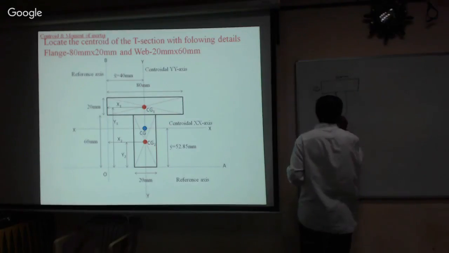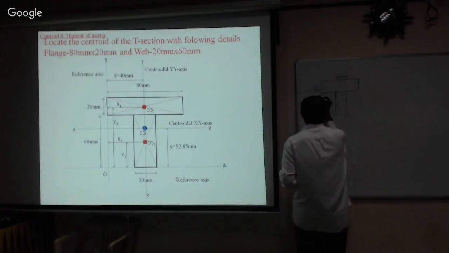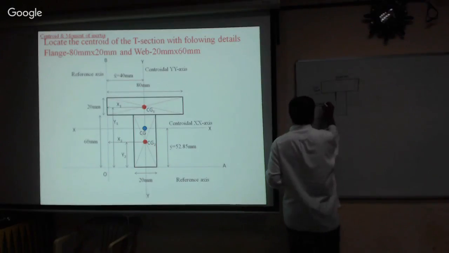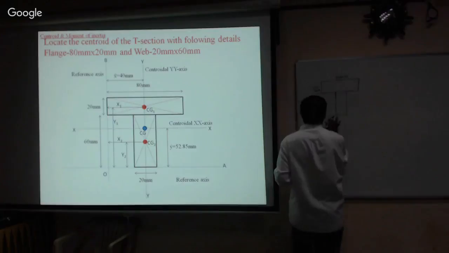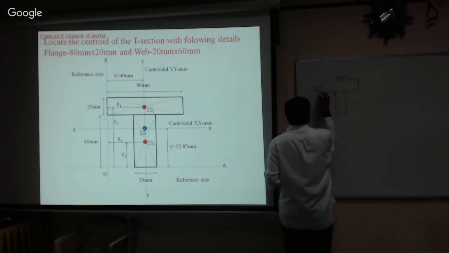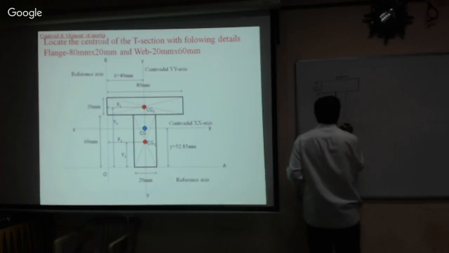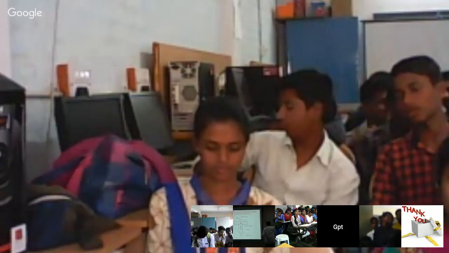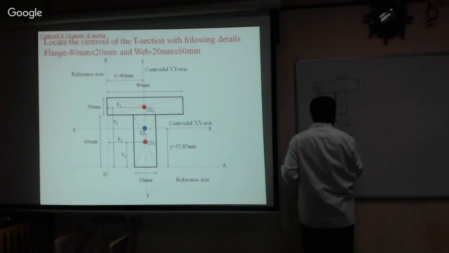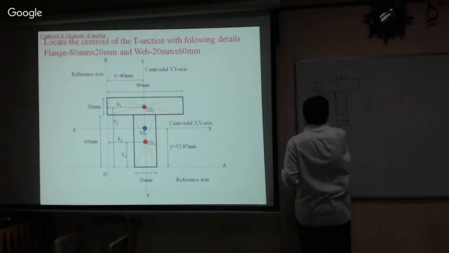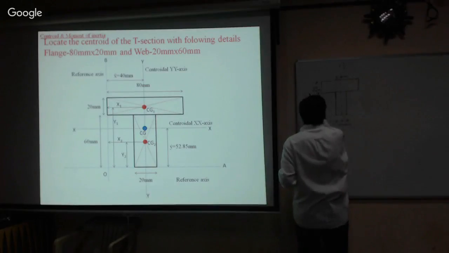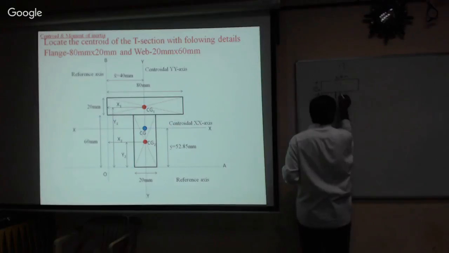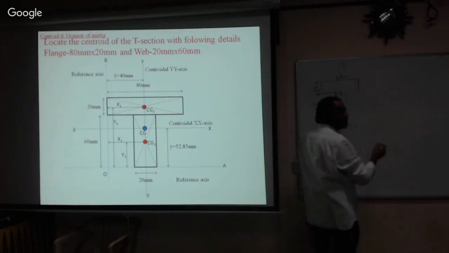Now we need to calculate the centroid for this figure. This is 60 mm and this is 20 mm. How to calculate the centroid? Now this is the centroidal YY axis, and this is the centroidal XX axis. We don't know where it is lying. We will change it a little later after calculating the value.